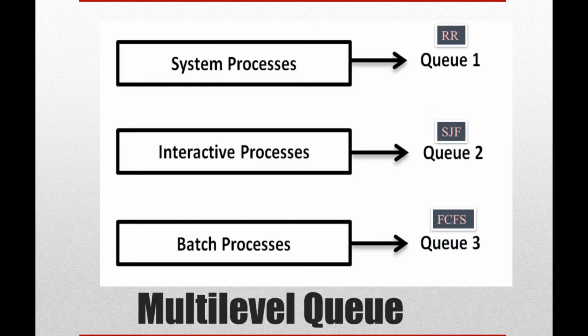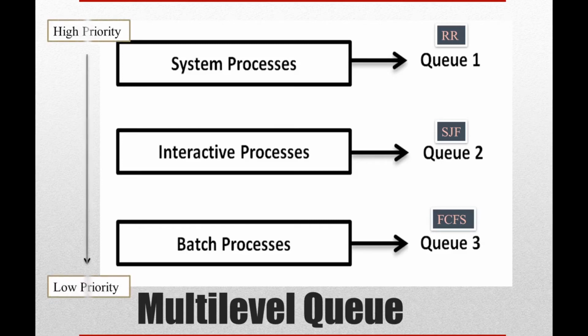Note that these queues, system, interactive, and batch, also follow their own scheduling algorithm, with Q1 having the highest priority and the queues following having lesser priority. So in this picture, it will do the system processes first, followed by interactive processes and then the batch processes.